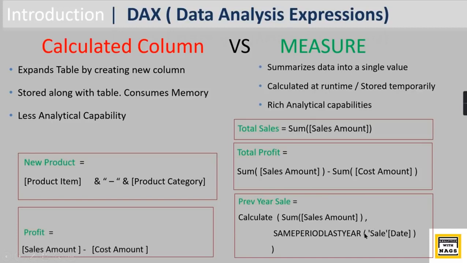All these functions require some arguments. Same period last year requires a date column. Sum requires a numerical column. Calculate requires an expression, followed by some columns, the filters. So these are some of the syntaxes you should be aware of. I hope this was a quick introduction to calculated column and measure, and in our practical example we will see and demonstrate how these two are different.